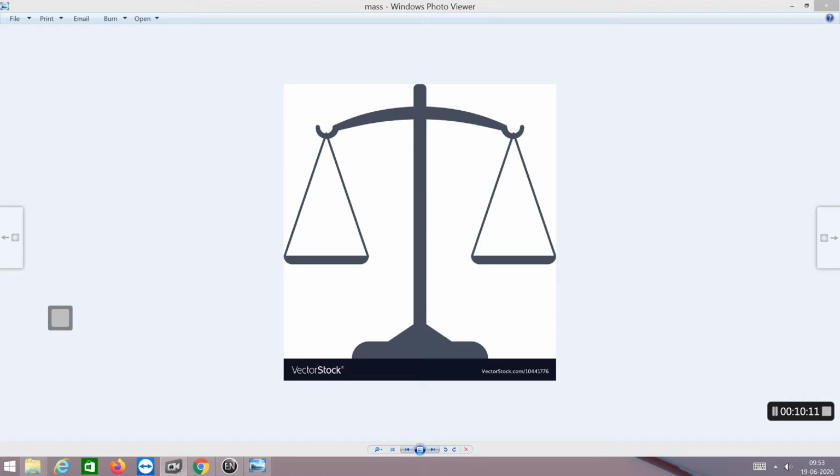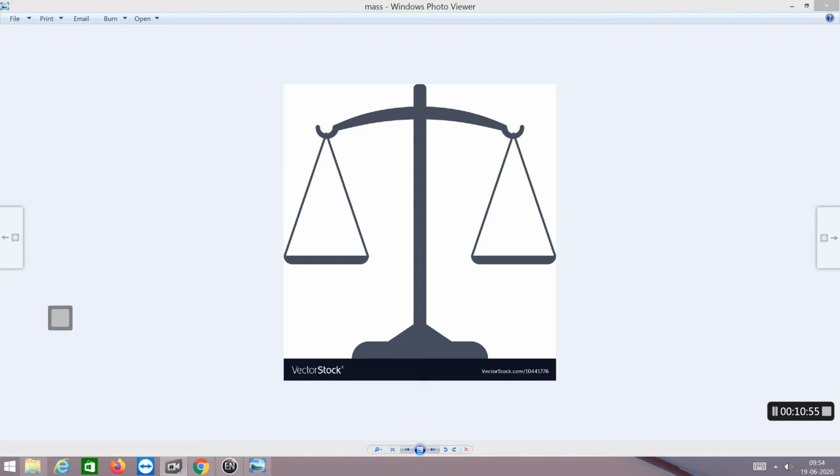In addition to the common balance, there is another balance called a spring balance. The standard unit of mass is a kilogram. Mass is the quantity of matter present in a body. There are smaller units like gram, milligram, etc. But the standard unit of mass is a kilogram. 1 kilogram is equal to 1000 grams, and 1 gram is equal to 1000 milligrams.